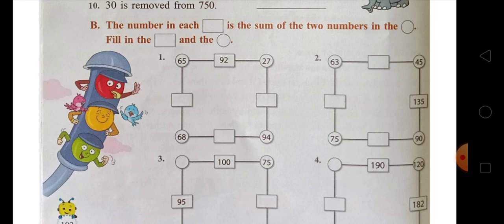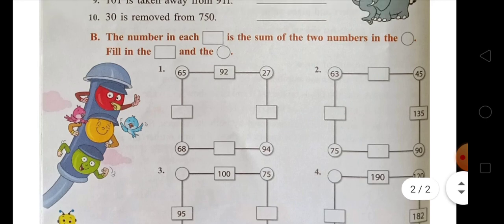And after that we have to add 65 plus 68, there will be 133. Okay. So there will be 133 and 68 plus 94, there will be 162, okay, and 27 plus 94, there will be 121, okay.